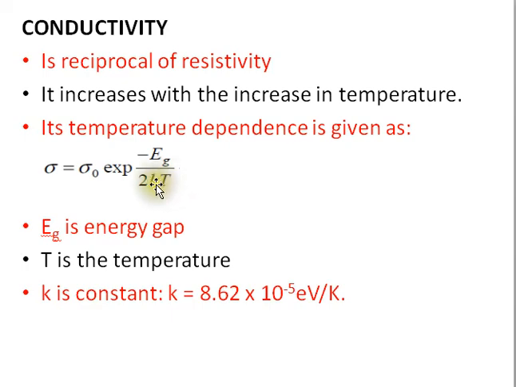So from here we can see the conductivity sigma is related to the temperature inversely, through its exponential, because the temperature is at the denominator. As we have said, Eg is the energy gap, T is the temperature, and k is the Boltzmann's constant. This time its value is equal to 8.62 times 10 to the power minus 5 electron volt per Kelvin.